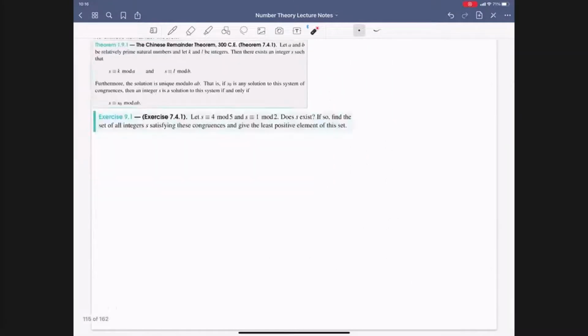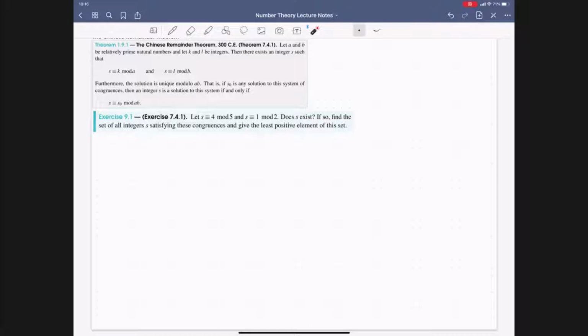So let us go ahead and now do an actual example with the Chinese remainder theorem. So here we have s is congruent to 4 mod 5 and s is congruent to 1 mod 2. And we want to know if this s exists in relation to the statement of the Chinese remainder theorem. And if it does, we want to find the least possible solution in terms of the positive integers of this solution set. So how do we do that?